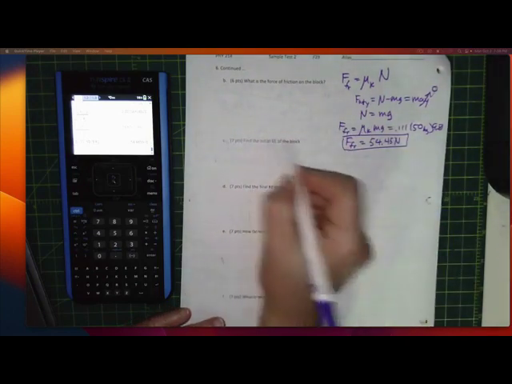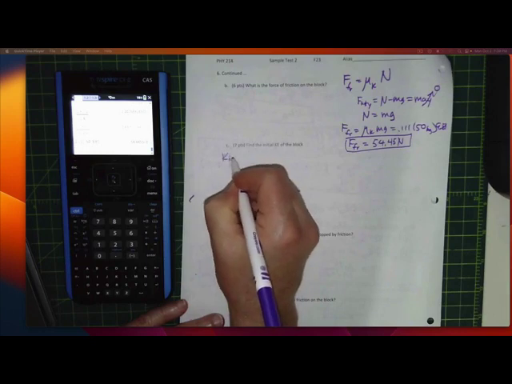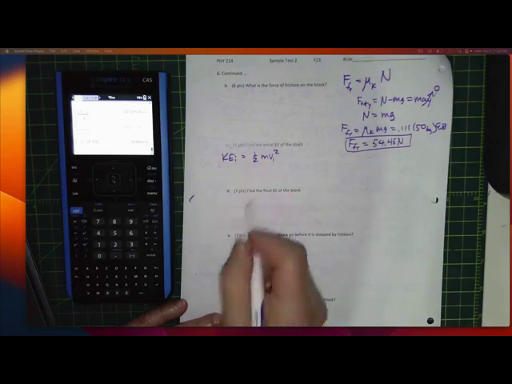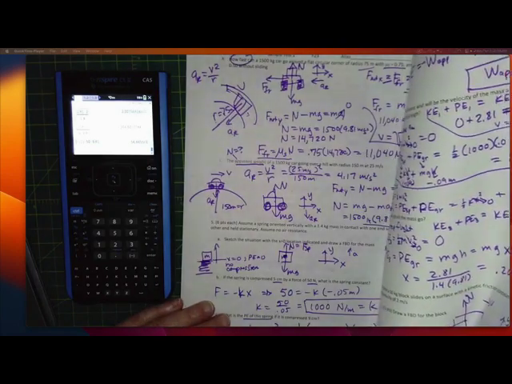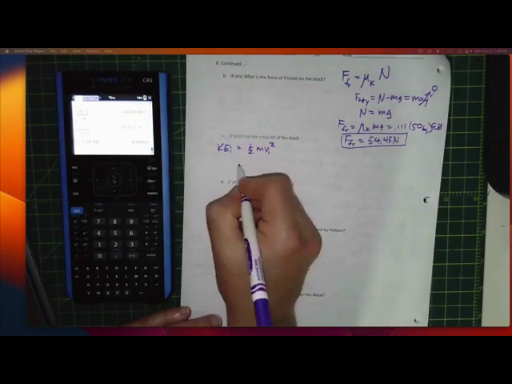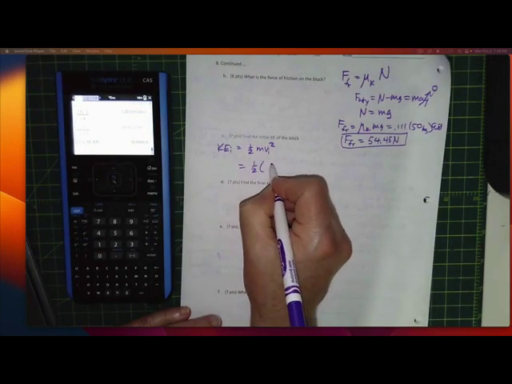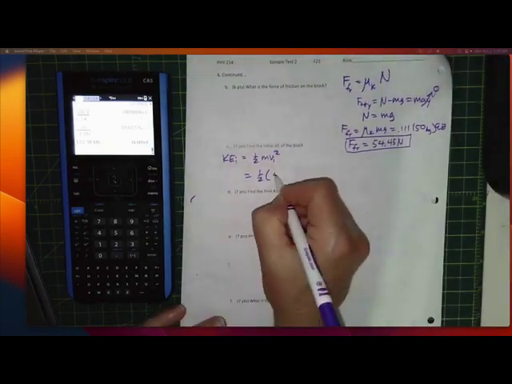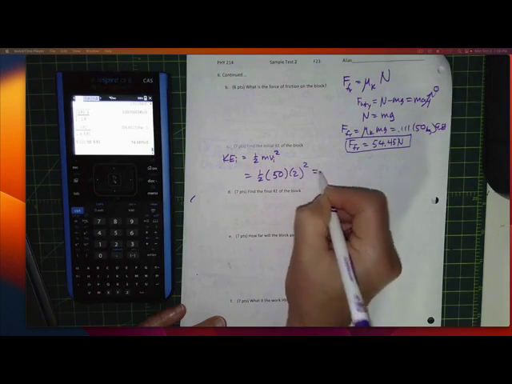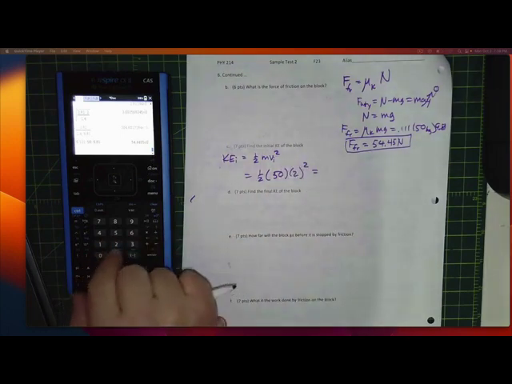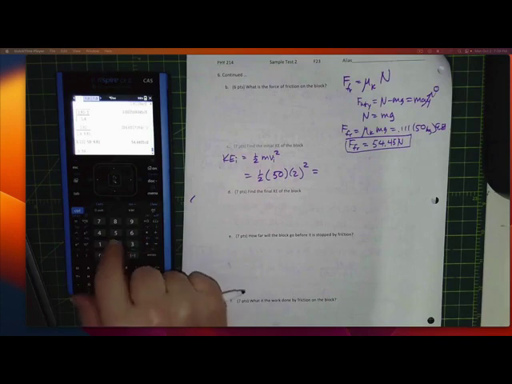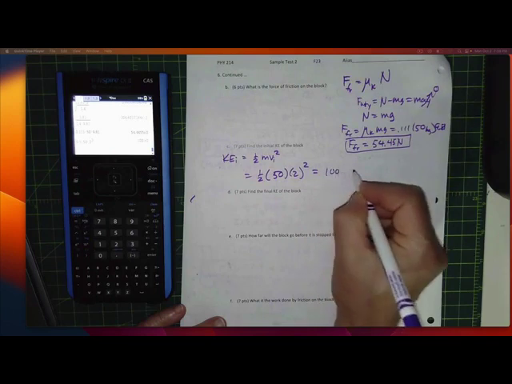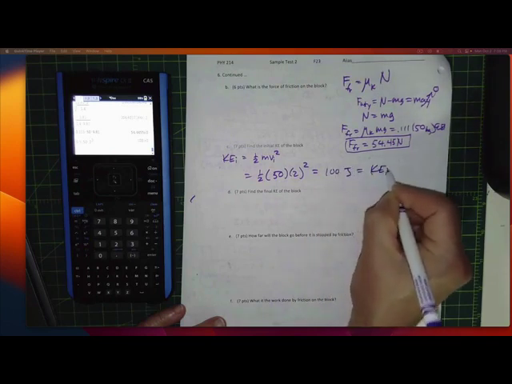Okay, find the initial kinetic energy of the block. KE initial. Kinetic energy is 1/2 mv squared. Initial state, so the initial velocity was 2 meters per second. M was 50. Double check that. Yes. Everything is in standard units, so 0.5 times 50 times 2 squared, 100 joules is the kinetic energy initial.